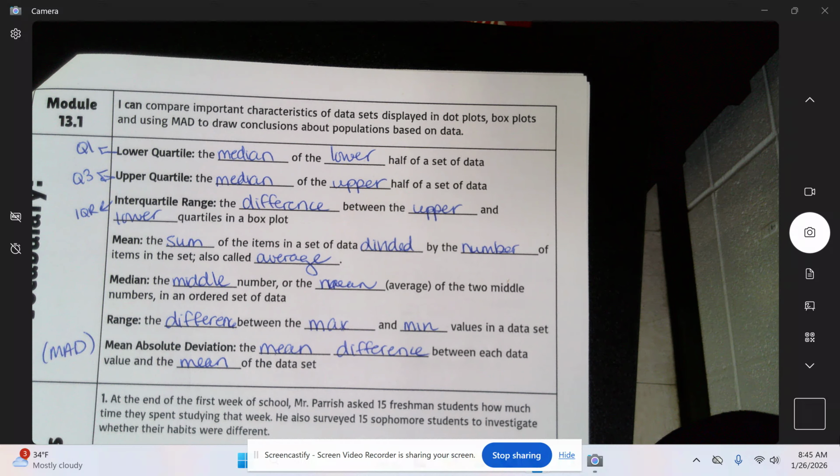Yes, ma'am. For range, what's that second one? Between the max and the min. Maximum and the minimum. Well, it's in the same order as the median, after the mean.